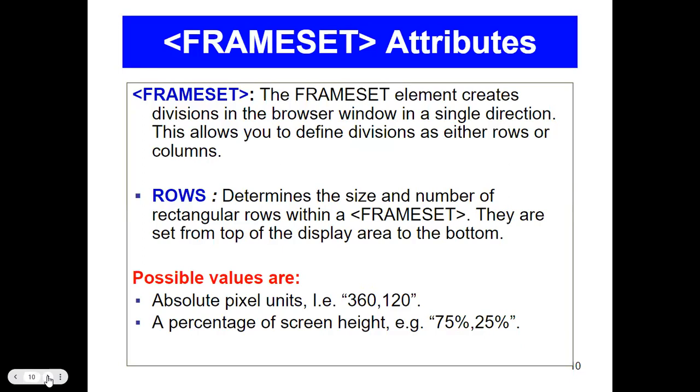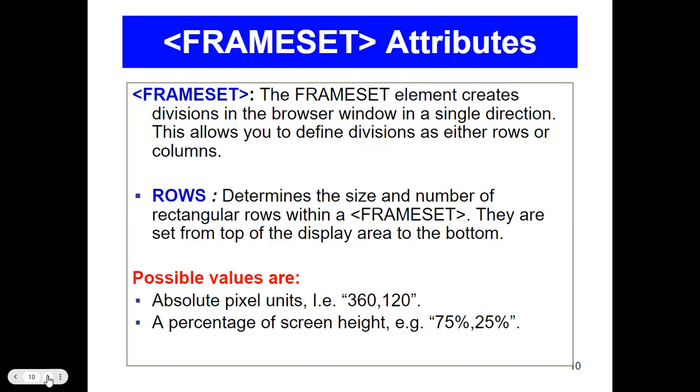Now come the attributes for frameset, which enhance its capabilities and features. The frameset element creates division in the browser window in a single direction. This allows us to define the division as either rows or columns. This means the frameset element is used to divide the browser window in a single direction, and this direction may be row wise or column wise.